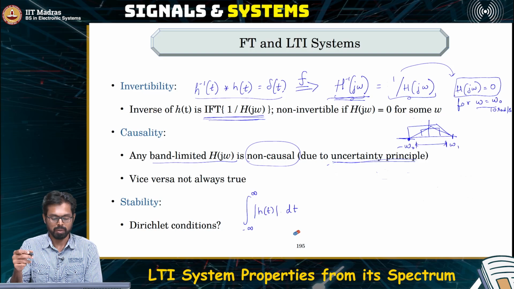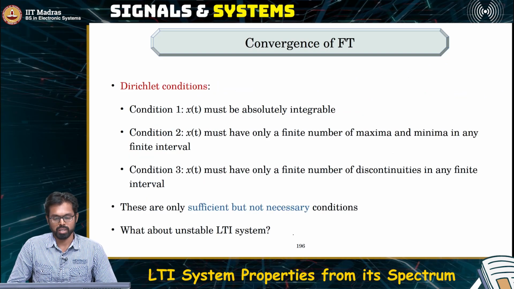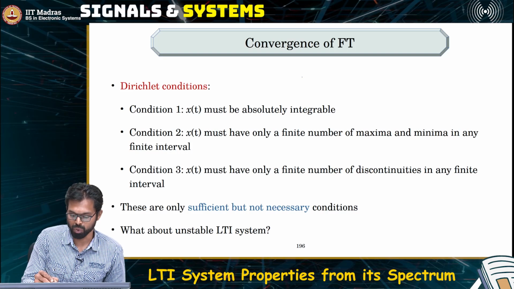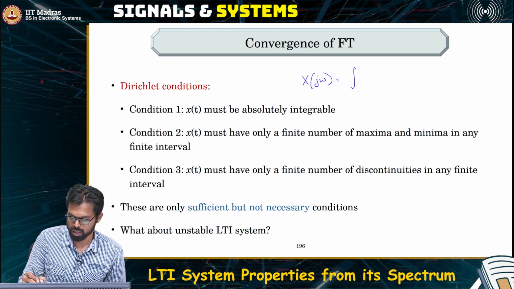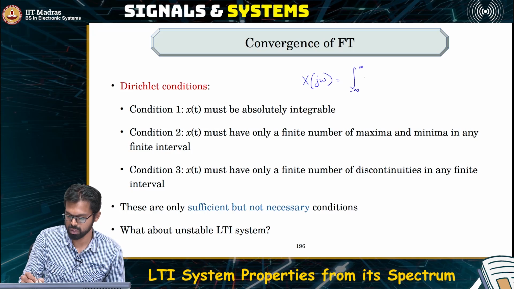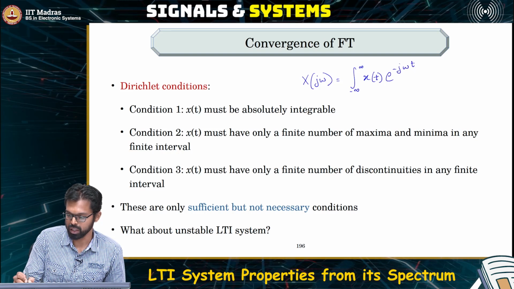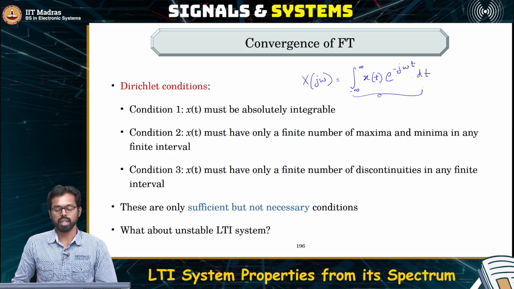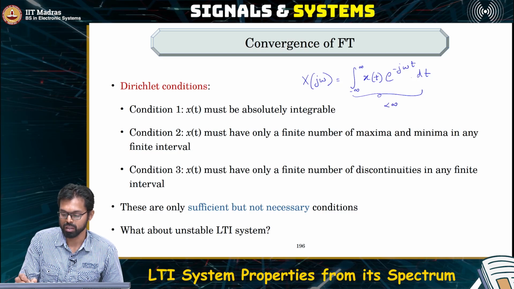So let us see that. The set of Dirichlet conditions that we had earlier for Fourier series exists even for Fourier transform. So we can say that the Fourier transform, X of j omega equals integral from minus infinity to infinity of x of t e power minus j omega t dt. When will this integral exist? When will this be defined and not infinity?